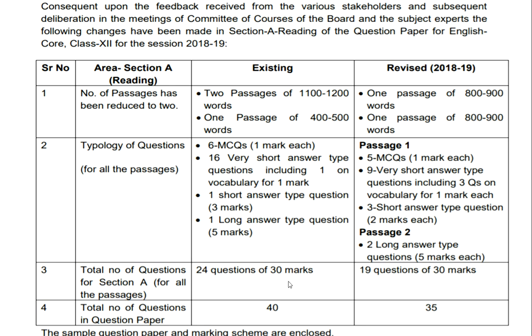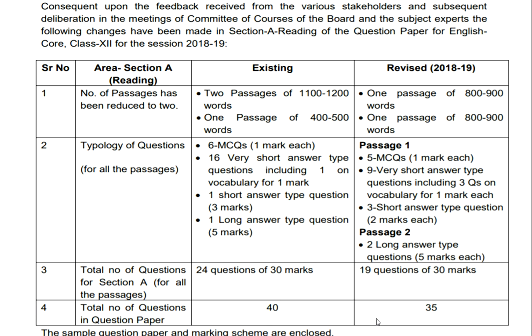Now the total number of questions in Section A: earlier there were 24 questions in total, MCQ, short answer, very short answer, all included, of 30 marks. Now there will be only 19 questions of 30 marks. So basically marks remain the same, but questions have been reduced by 5. So earlier you had a total of 40 questions, now you just have 35 questions.